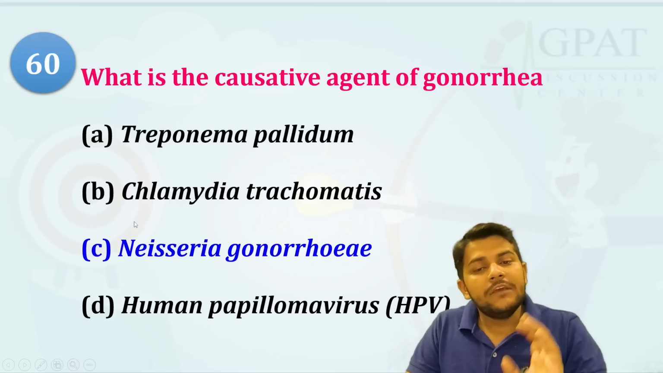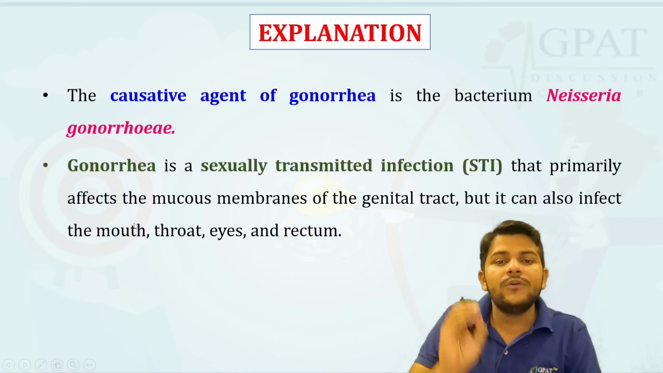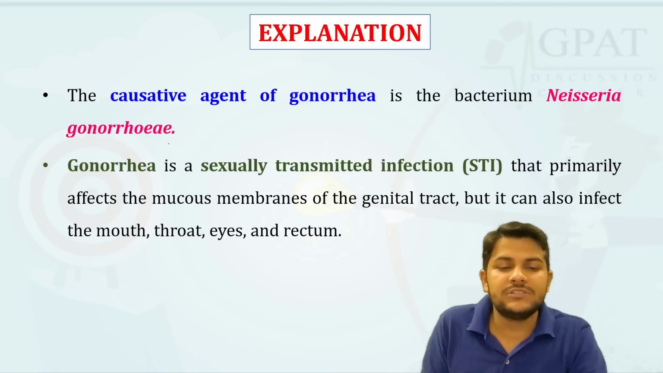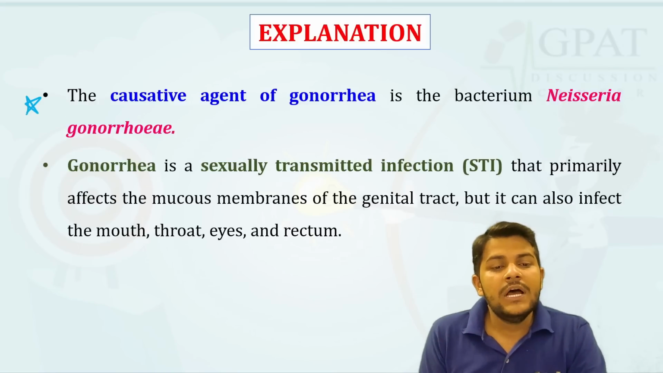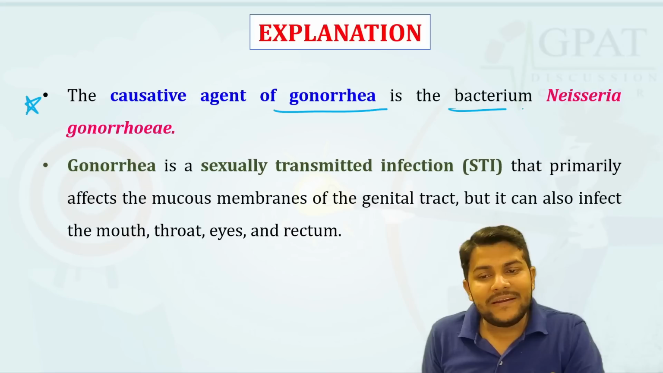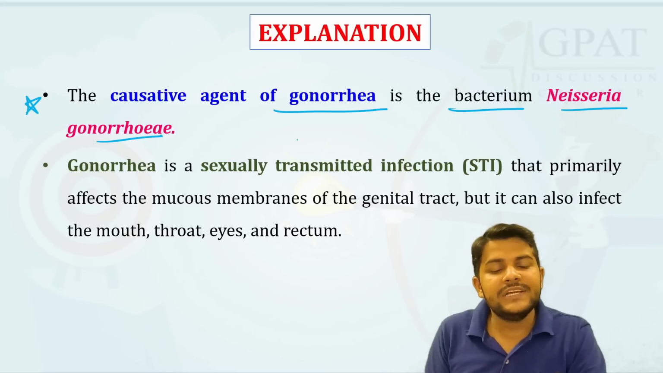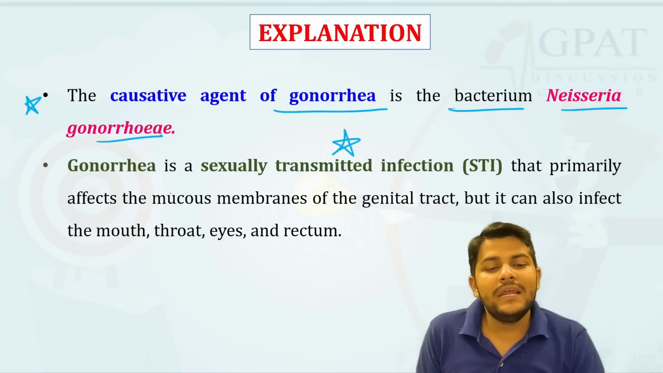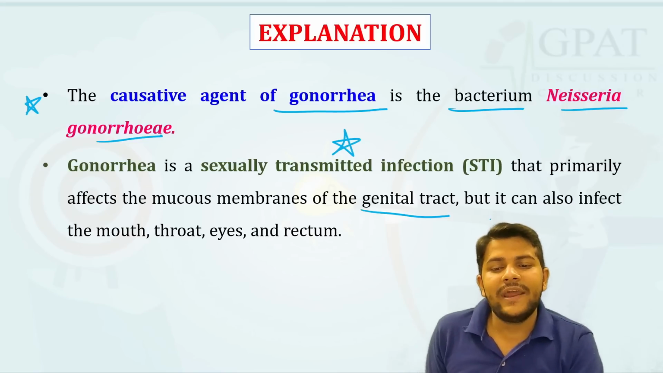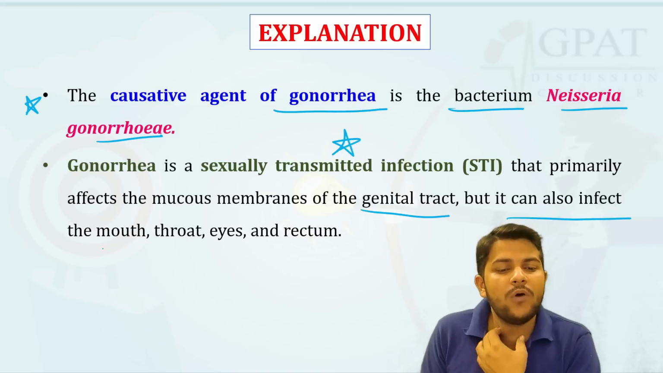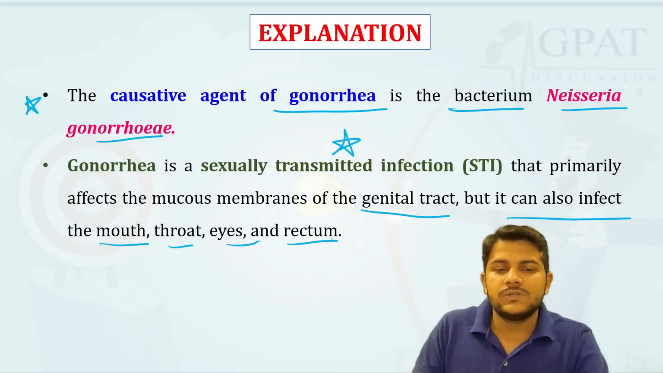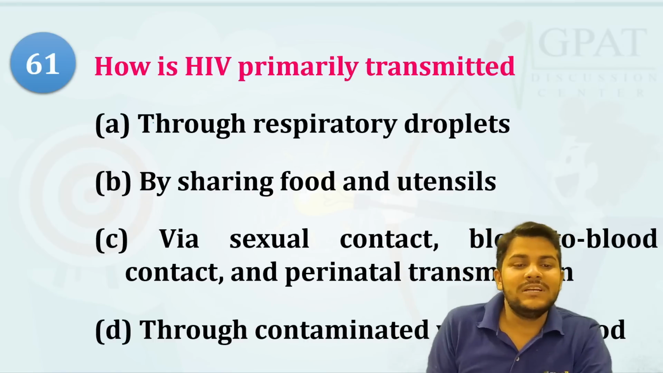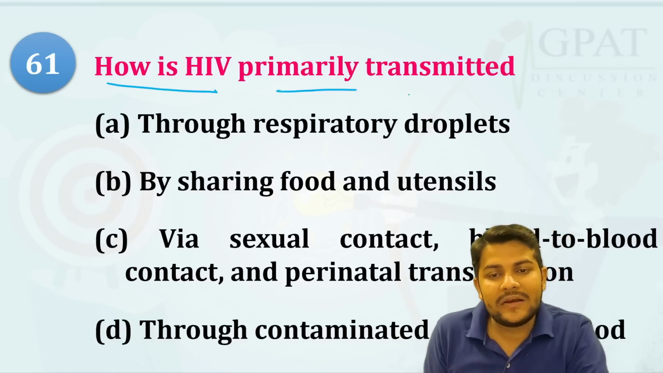Got it? So if you are puzzled by any question, just try to use the skipping method. I will tell you in the upcoming questions how to use it. So the causative agent of gonorrhea is the bacterium Neisseria gonorrhoeae. It is also a sexually transmitted infection, as HIV is, that primarily affects the mucous membrane of your genital tract, but it can also infect the mouth, throat, eyes, and the rectum. Got it?